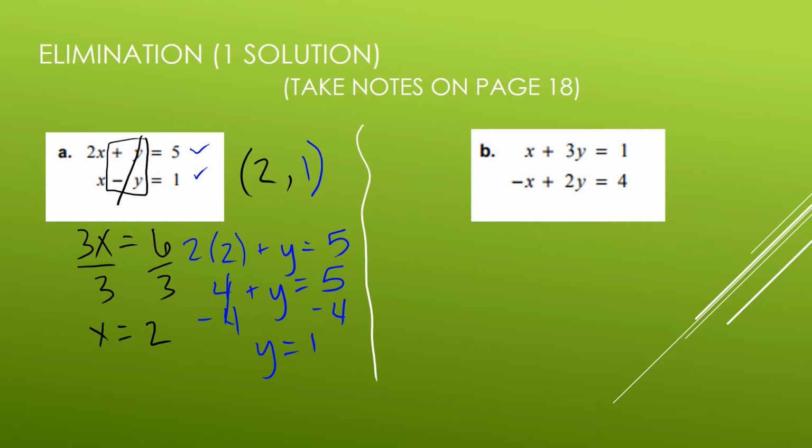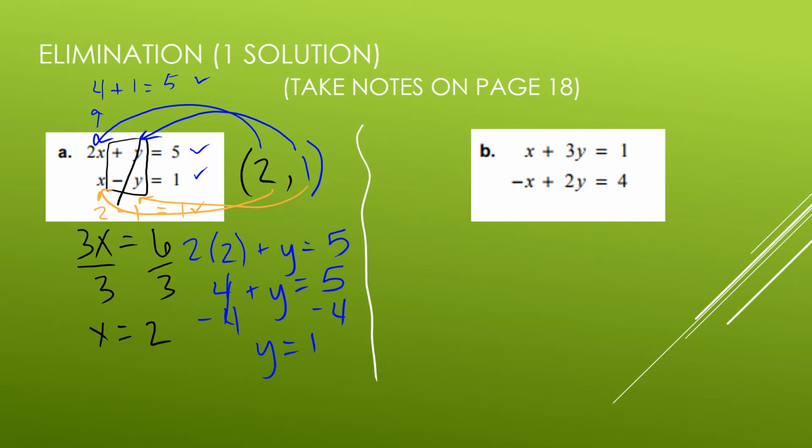Now you can always check these by plugging x in here and y in here and see if you get 5. But it has to work in both equations. So in this case, if we plug 2 in, 2 times 2 would be 4, plus the 1 going in for y, which is 5, so I know that part of the point is correct. Now I need to plug it into the bottom as well, so that would be 2 minus 1, which is 1. So that's just a way to quickly check to make sure that your point is correct.